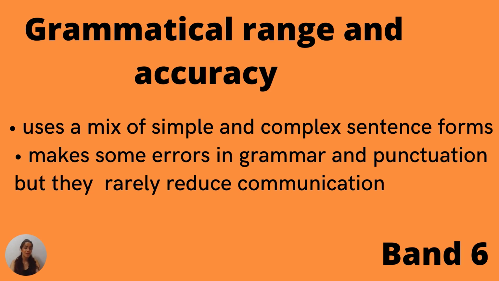But what about a band 6 holder? So this person uses a mix of simple and complex sentence forms. So we've got a wide variety of simple and complex sentences, but the majority of sentences tend to be simple rather than complex. So if you're using more complex sentences compared with simple sentences, your score will go for 7. But if the use of simple form sentences will outweigh the kind of complex sentences, your score will be stuck at 6. Make some errors in grammar and punctuation, but they rarely reduce communication.